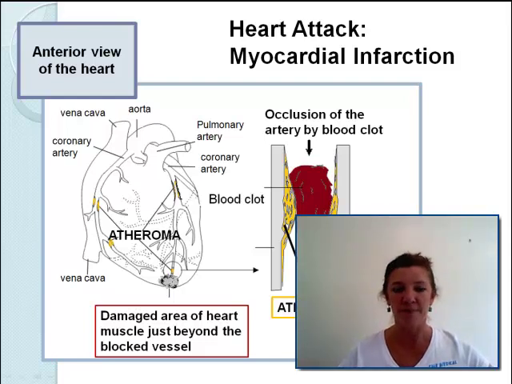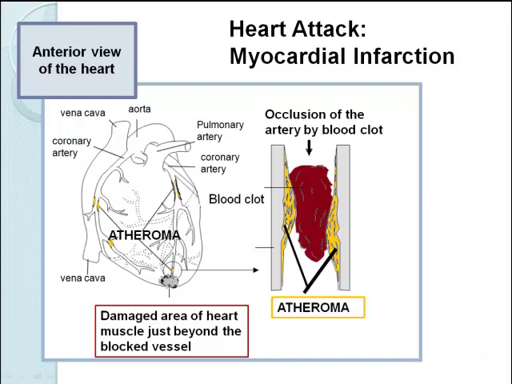If we look at the diagram, you can see the diagram of the heart where the atheroma is. If you look at the enlarged section of the vessel, you can see how the atheroma will narrow the artery, and if a blood clot comes along, it could get wedged and stop the flow of blood. So this blocking is called occlusion. So you would have occlusion of a coronary artery.